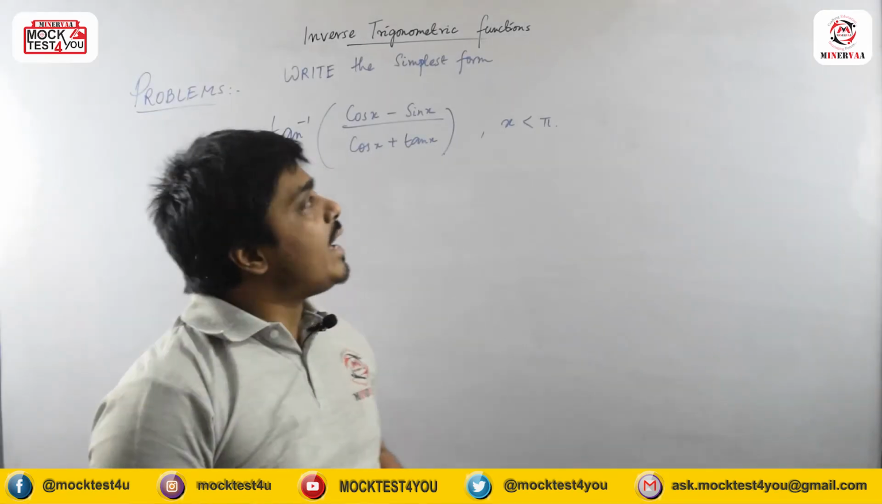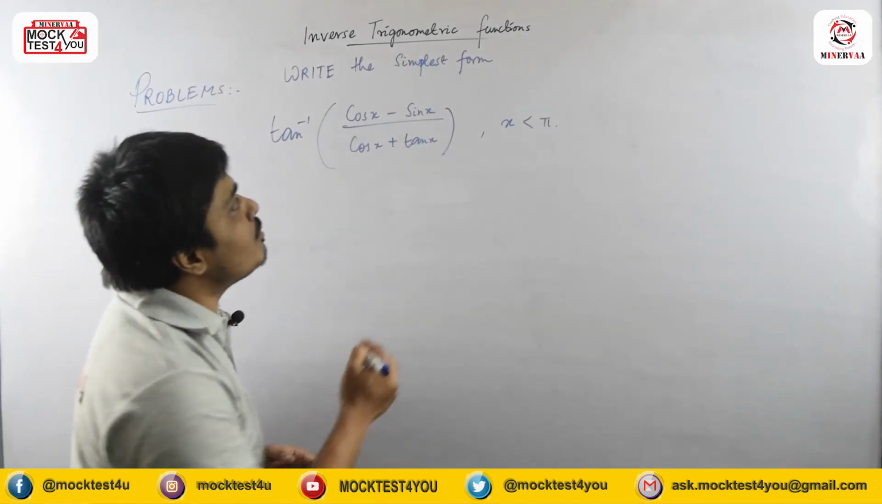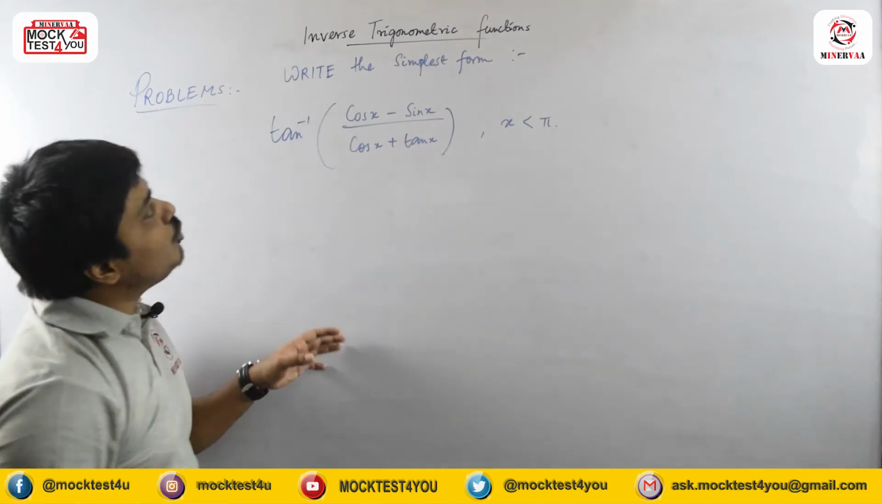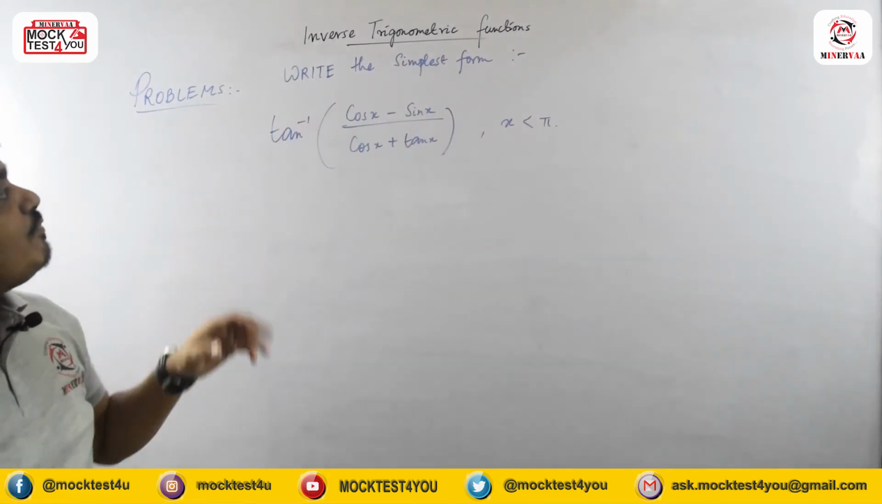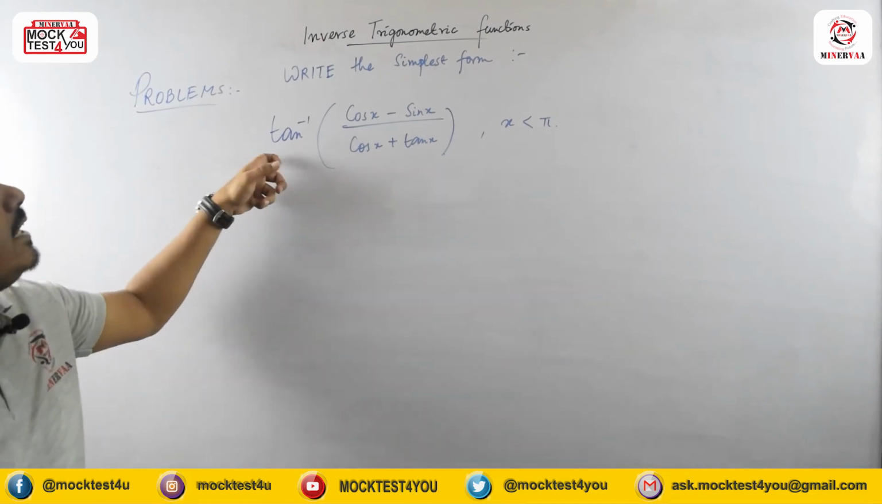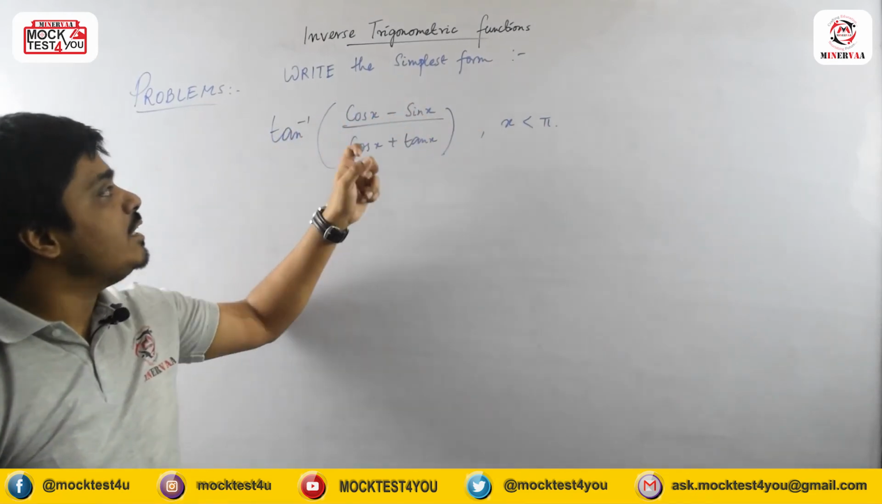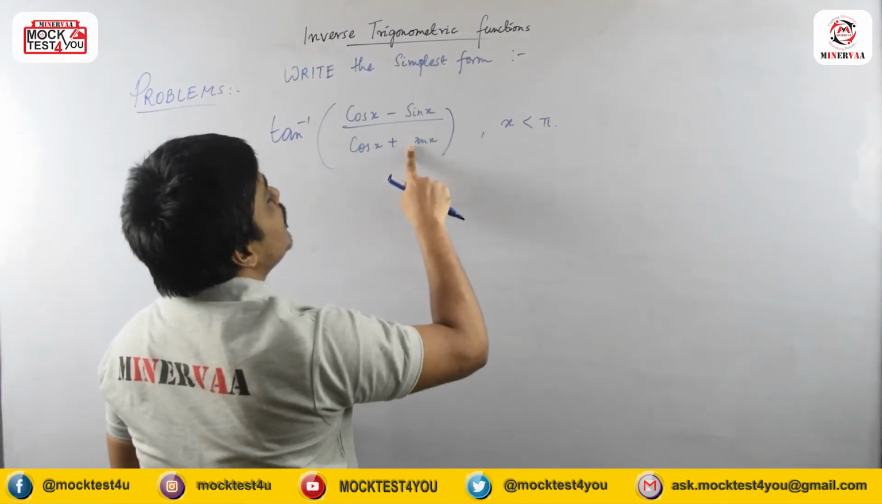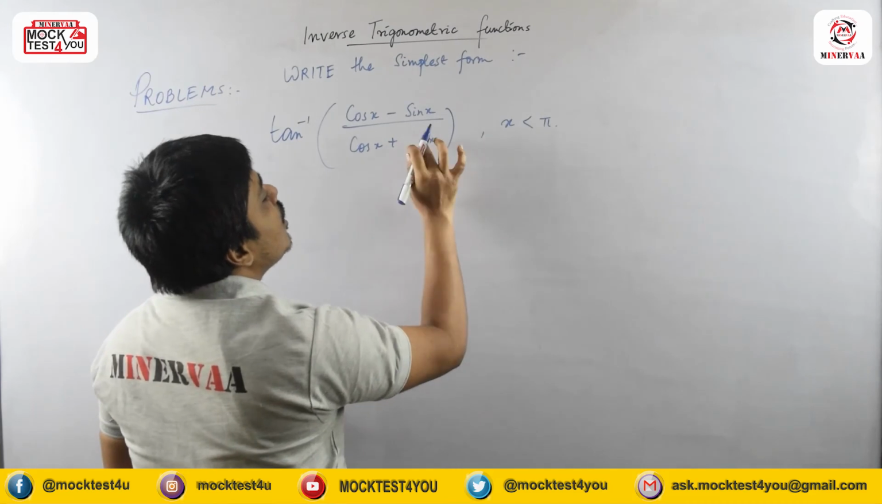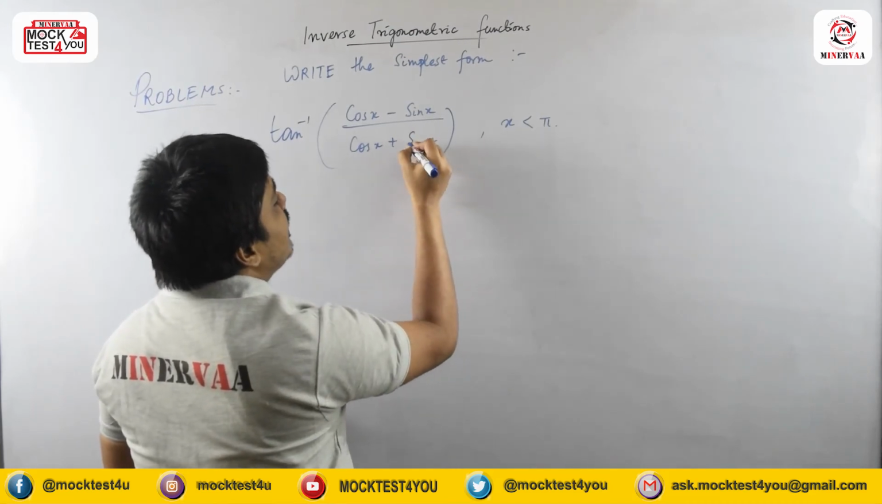So now here we have a different type of problem. So what is the problem? In here we have to write the simplest form of this inverse trigonometric function. So what we have in here is tan inverse of cos x minus sin x divided by cos x plus sin x. Sorry, there is a mistake, it will be cos x plus sin x. So here we need to simplify this one.